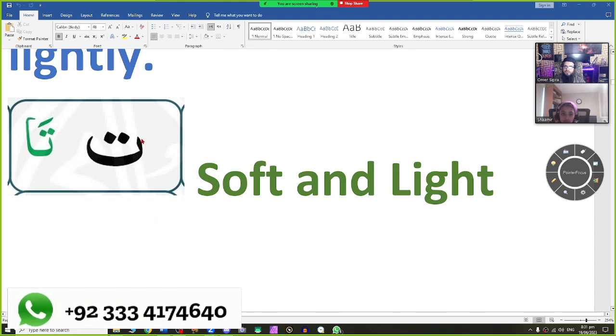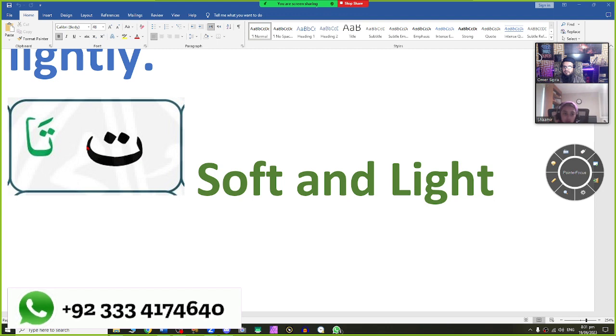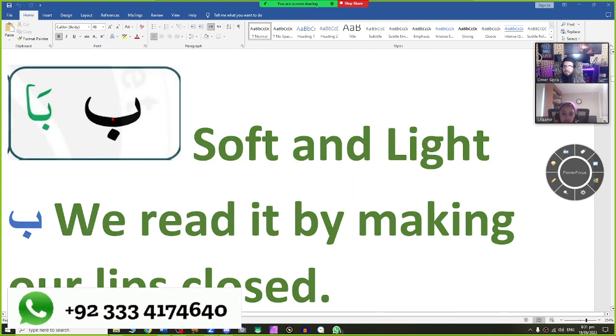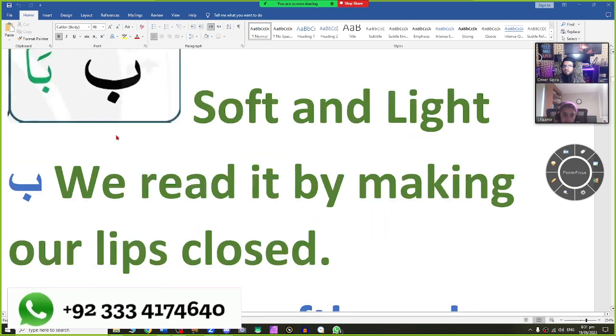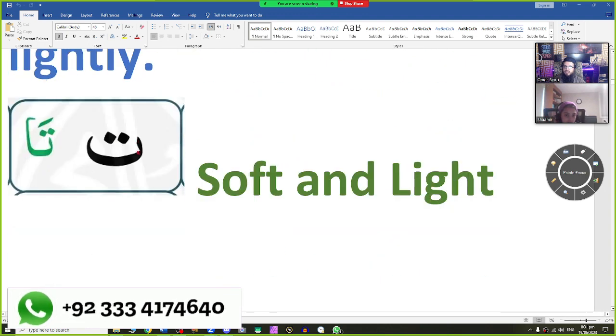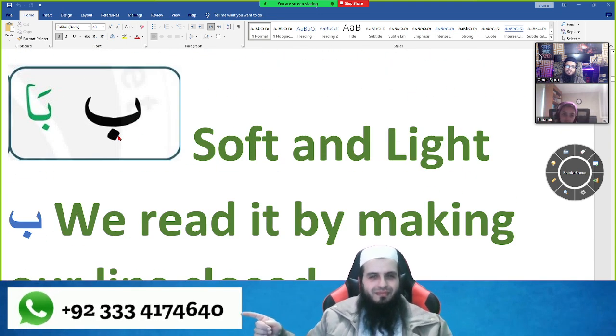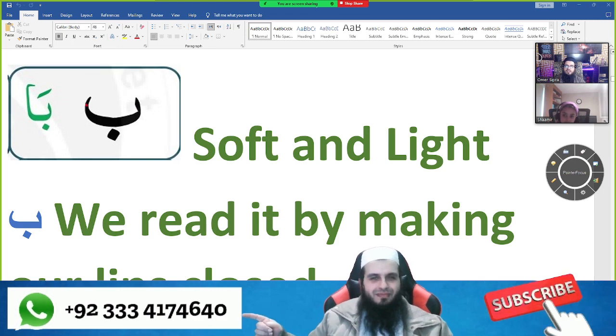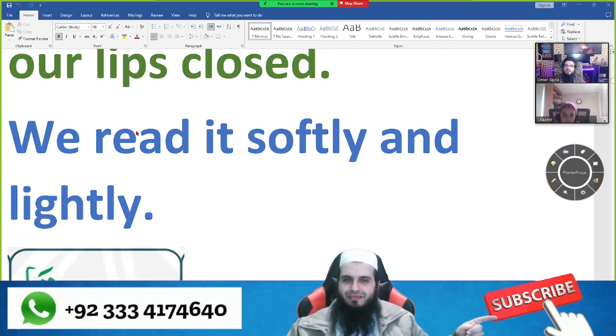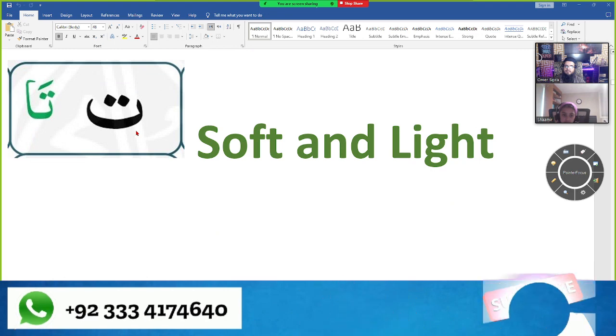All right. Which alphabet is this? This is called Ta. So Ba and Ta have similar shape. Don't you think that Ba looks like a boat? It has one dot at the bottom. And Ta also looks like a boat, and it has two dots at the top. So the difference is the positioning of the dots and the number of dots. Otherwise, the shape is the same. So Ba and Ta are both brothers. Are you getting my point?